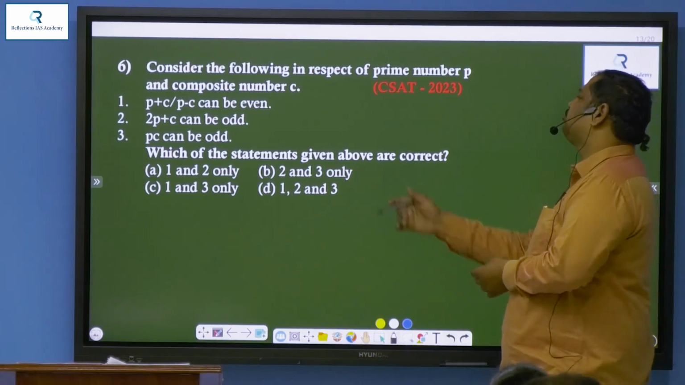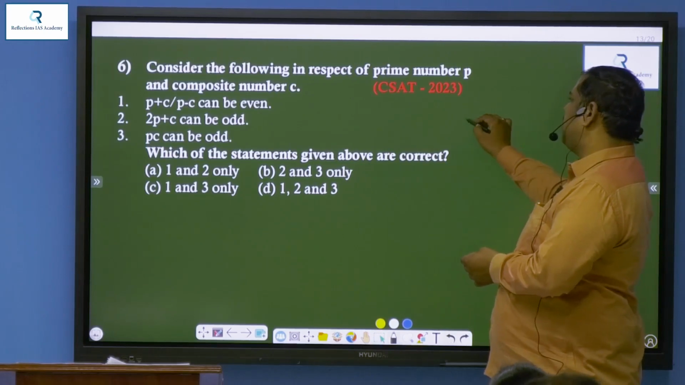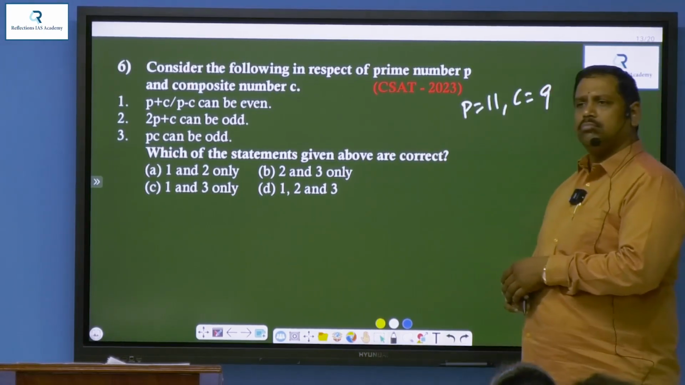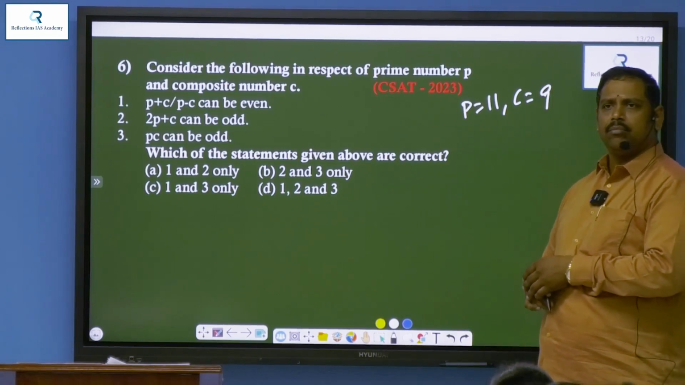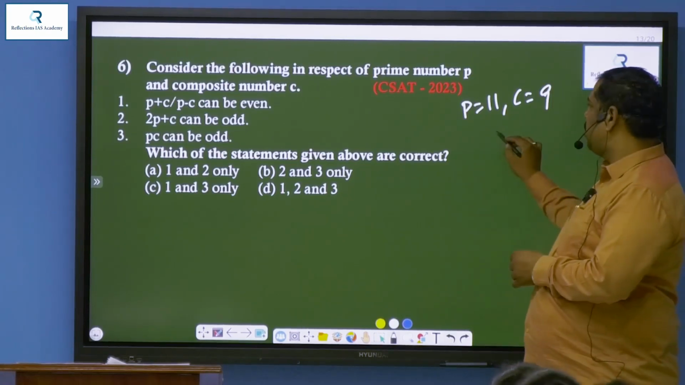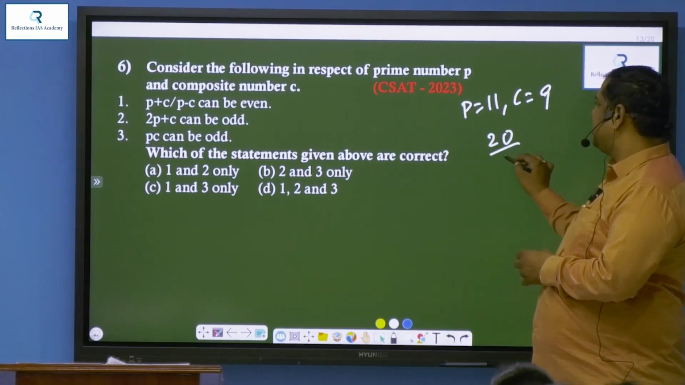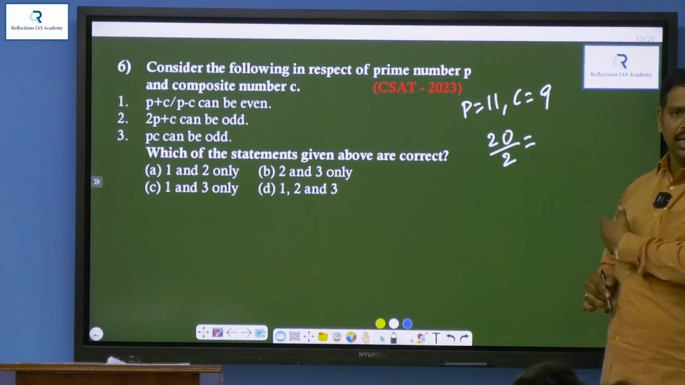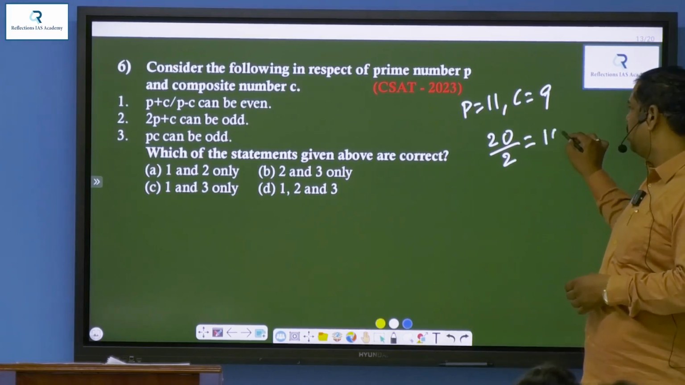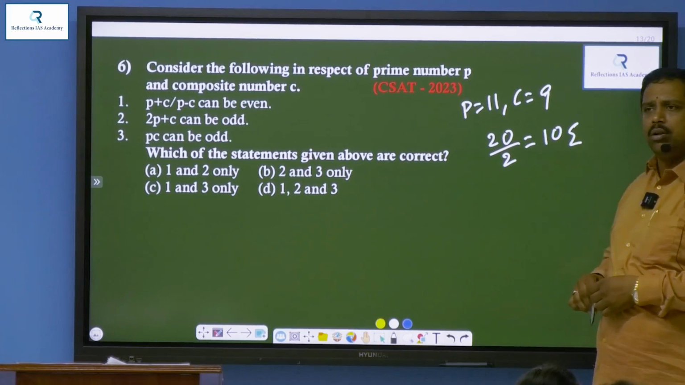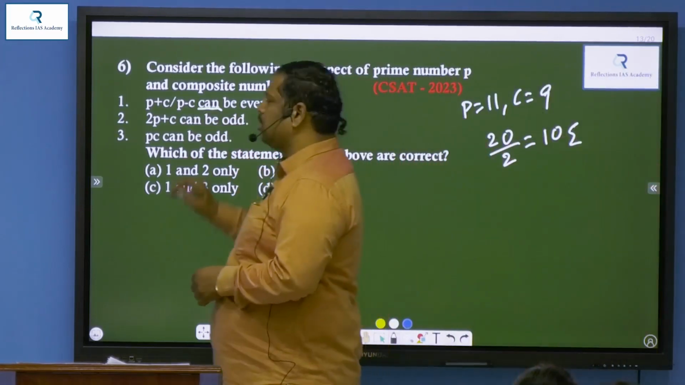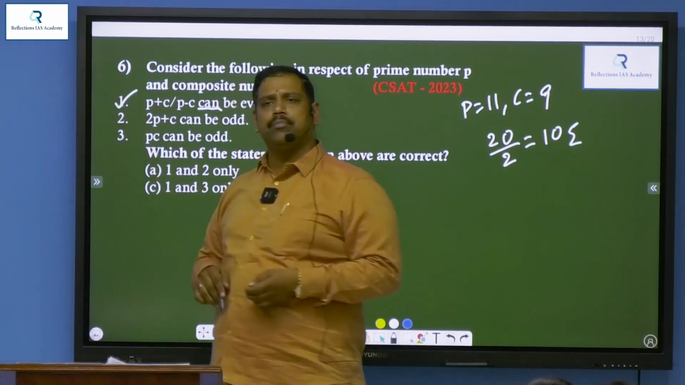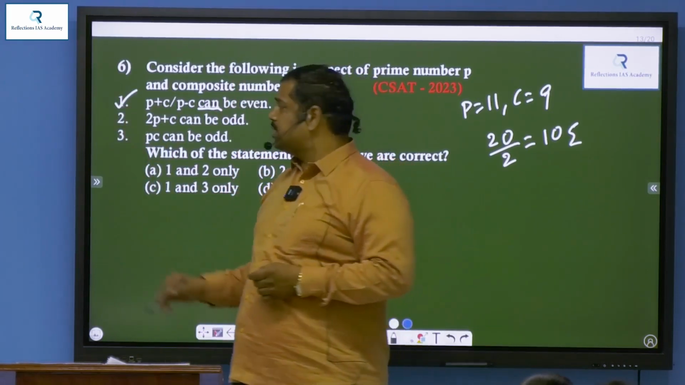I am taking P as 11 and C, a composite number, as 9. P plus C is how much? 20. P minus C is 2. Okay, right. What is the division? 10. Is 10 an even number or not? Even. He is asking about can only, right? Is it possible or impossible? Yes, it is. So the first one is okay. Go to the second one.